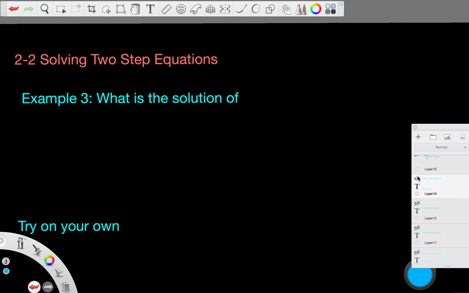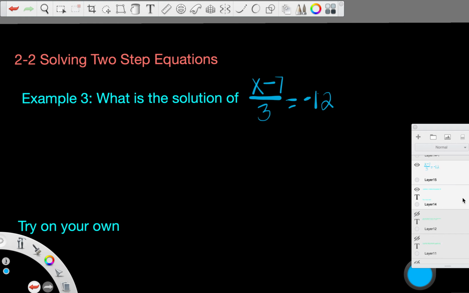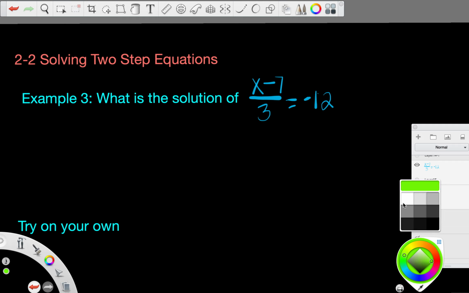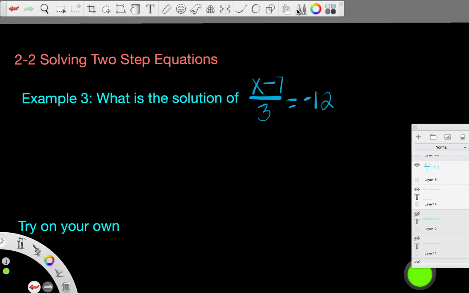Awesome. So, example 3. What's the solution of x minus 7 over 3? I'm just going to add another layer in so I can write. Let's do this in green. And we are off. Okay.